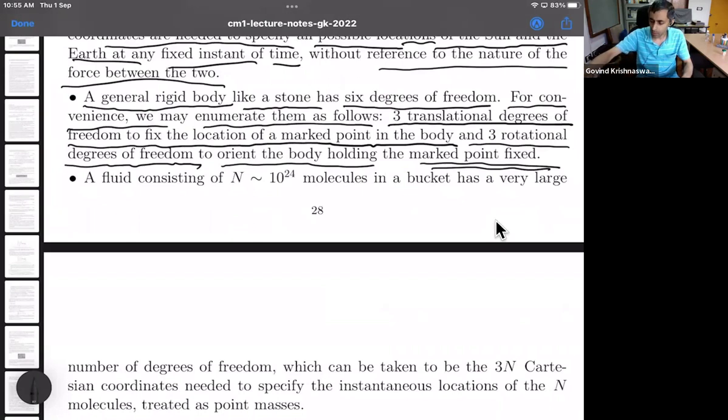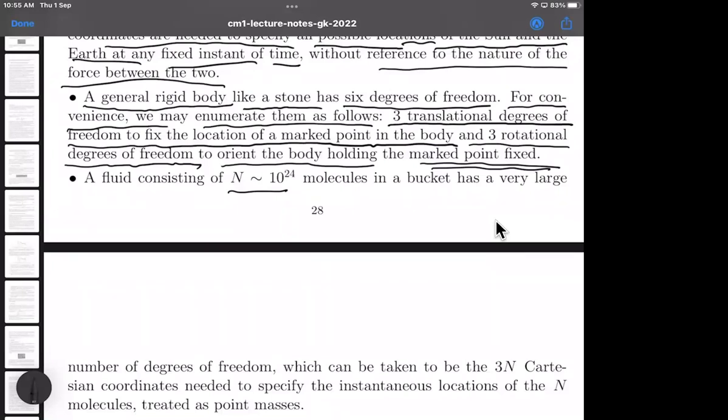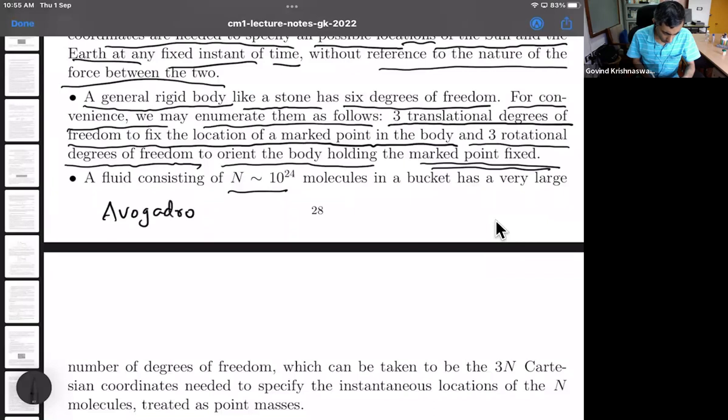There is a name for the number which estimates the number of molecules in a mole of a substance. So what is that number called? Avogadro number. Yeah, indeed. So Avogadro's number is an estimate of the number of molecules.